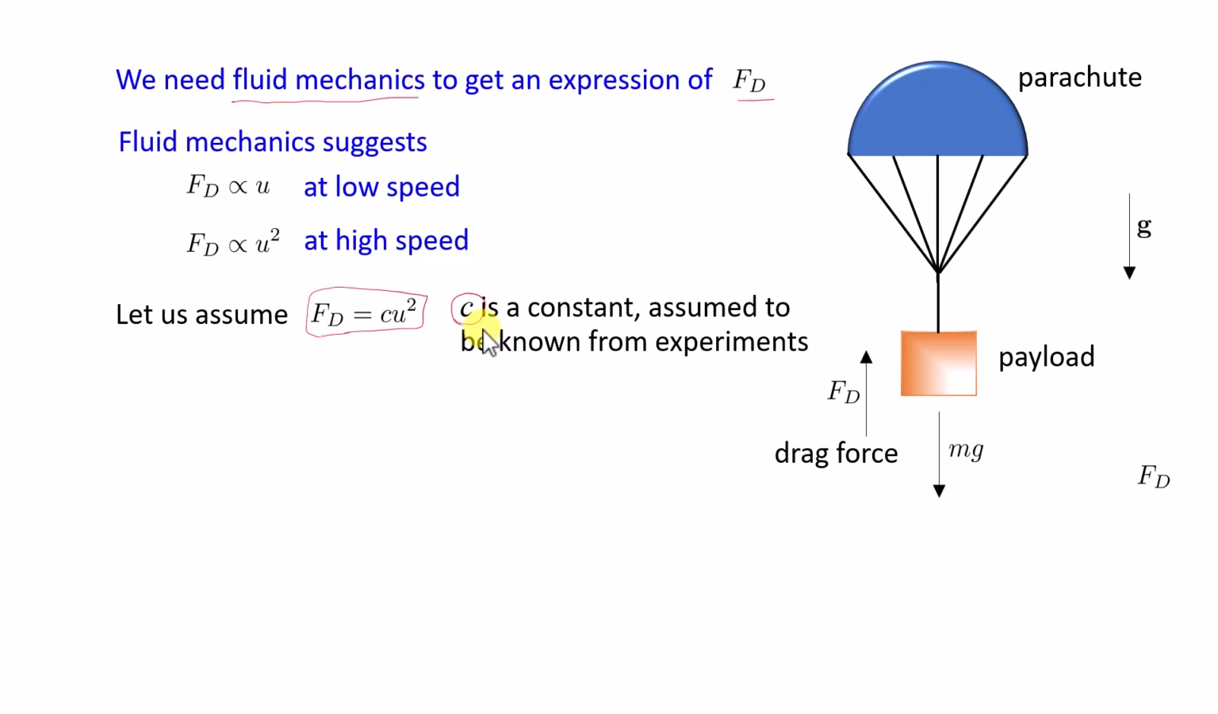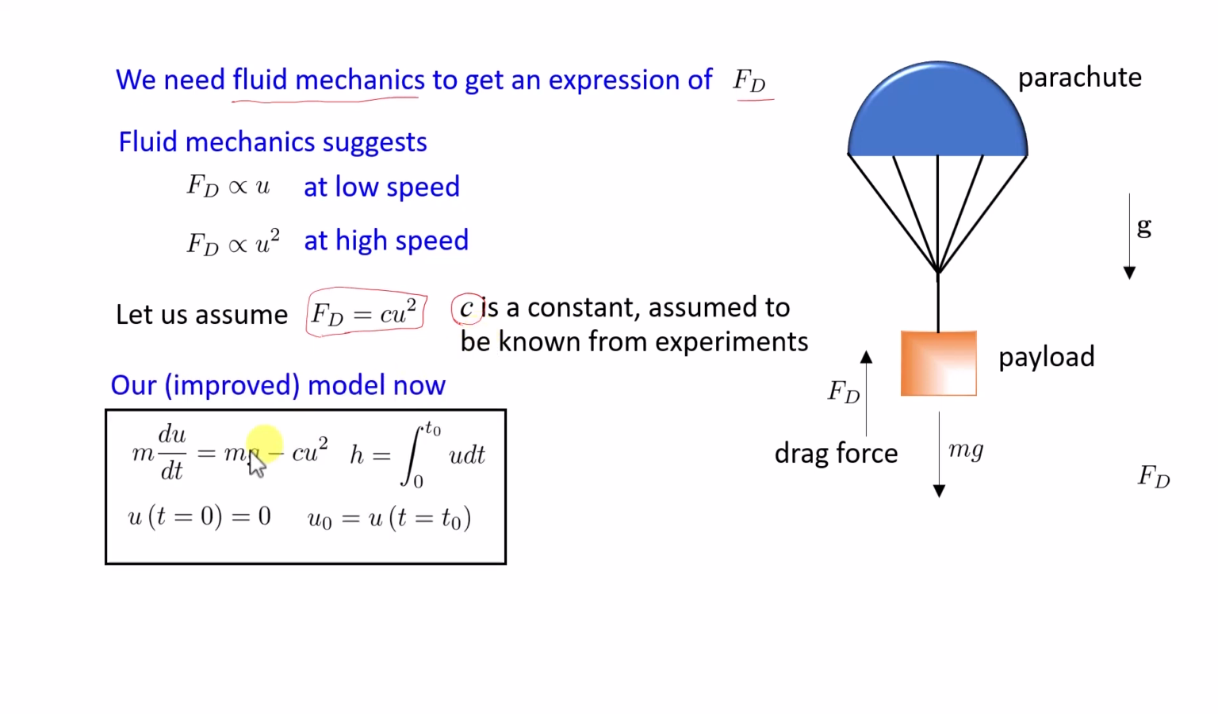So with this idea, we can write our model as m du dt equals mg minus cU square. The remaining part is same. So for instance, the initial condition is same. Then the expression of h, which is the integral from 0 to t naught of u dt, that is also same. And finally the u naught, which is u at t equals t naught, that is also same. So in our model, the only change is the addition of this cU square.